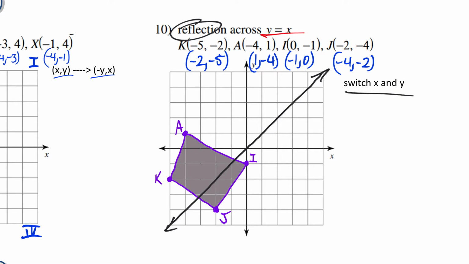All right, so we've got -2, -5 is going to be right here. 1, -4 is going to be right here. So this is K prime, A prime. -1, 0 is right here. This is I prime. And then -4, -2 is going to be right there. And it should look like that.